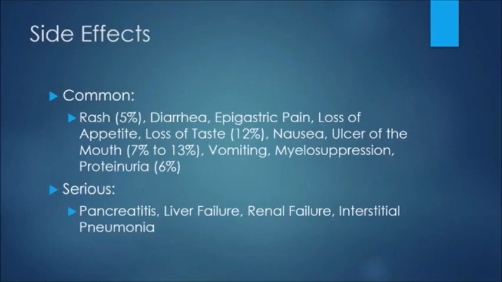More serious side effects may be pancreatitis, liver failure, renal or kidney failure, as well as interstitial pneumonia. Alright everybody, that's all we're going to talk about today with penicillamine or Cuprimine.